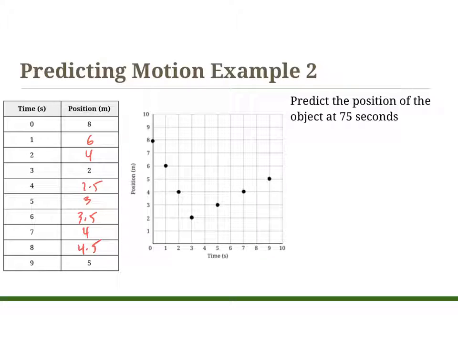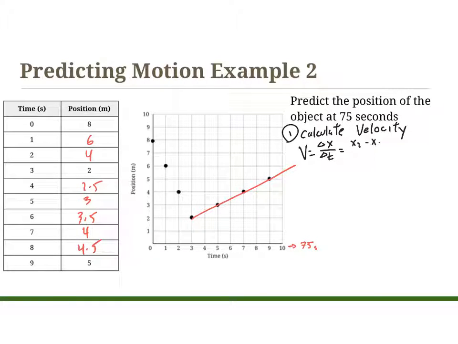So I'm going to go ahead and do a couple of things. The first thing I'm going to do is calculate the velocity of my line. I'm really going to be only focusing on this portion of my data, because 75 is so far out from there. So I'm trying to get to 75 seconds. I'm going to first calculate my velocity, and I know that my formula for velocity is change in displacement over change in time, which is x2 minus x1 over t2 minus t1.